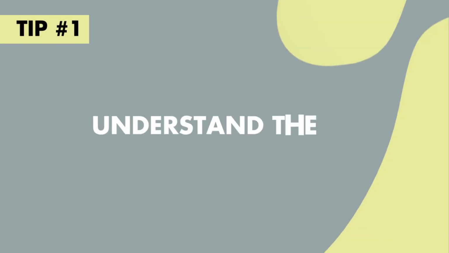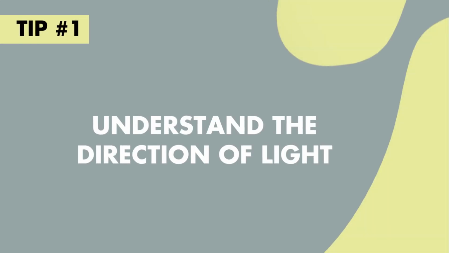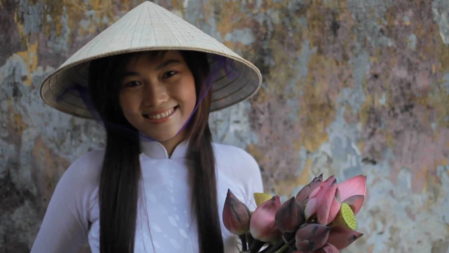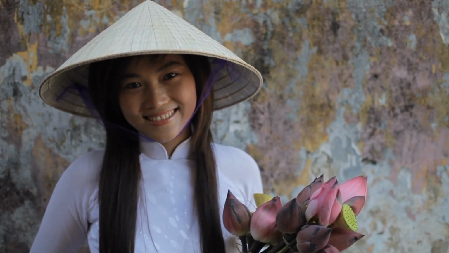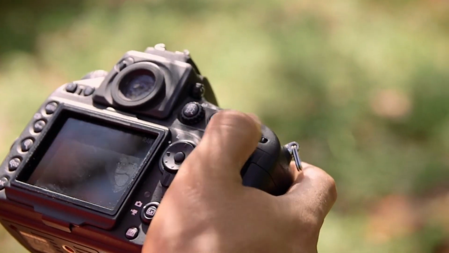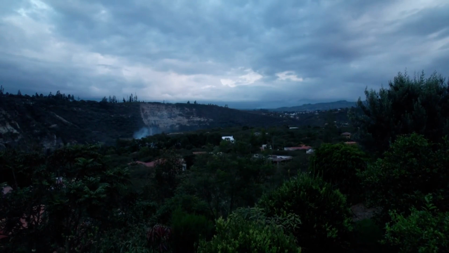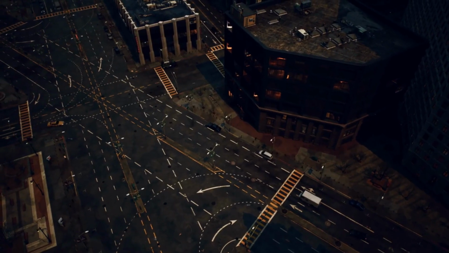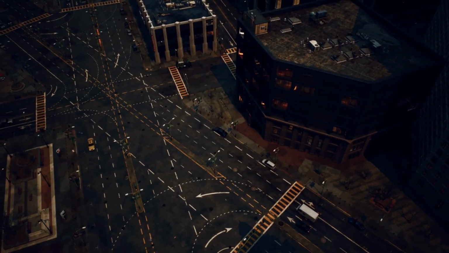Tip number 1. Understand the direction of light. The direction of light is crucial in photography. Understanding the direction of light can help you create a mood and atmosphere in your photos. For example, shooting during the golden hour can give your photos a warm and romantic feel, while shooting during the blue hour can create a cool and serene mood. So experiment with different times of the day to capture the mood and atmosphere you want in your photos.